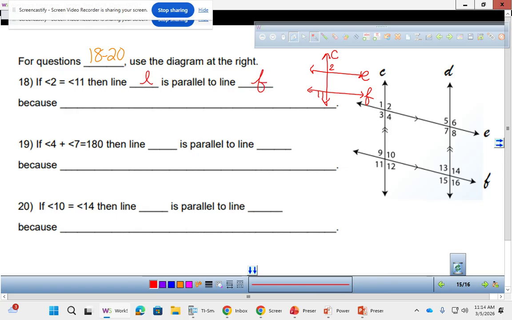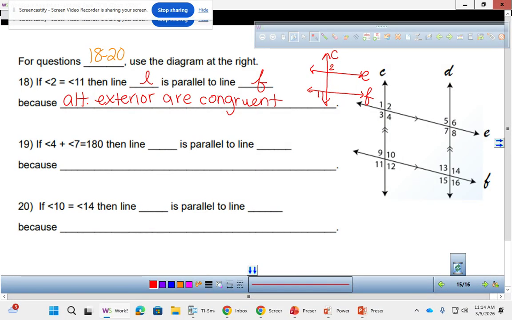And my reasoning would be the relationship between 2 and 11. They're both outside angles, but they're on different sides of that straight line. So because alternate exterior angles are congruent, then the lines are parallel. So my description is just explaining what that relationship is.